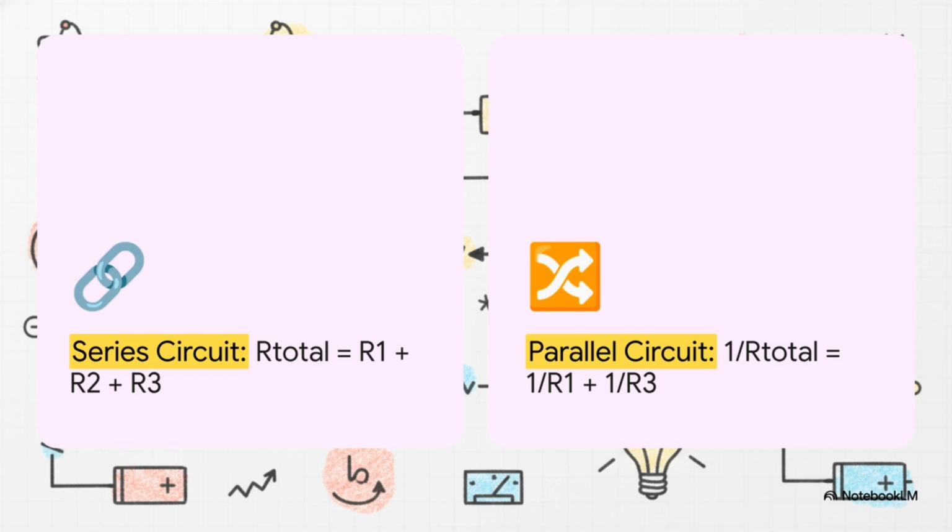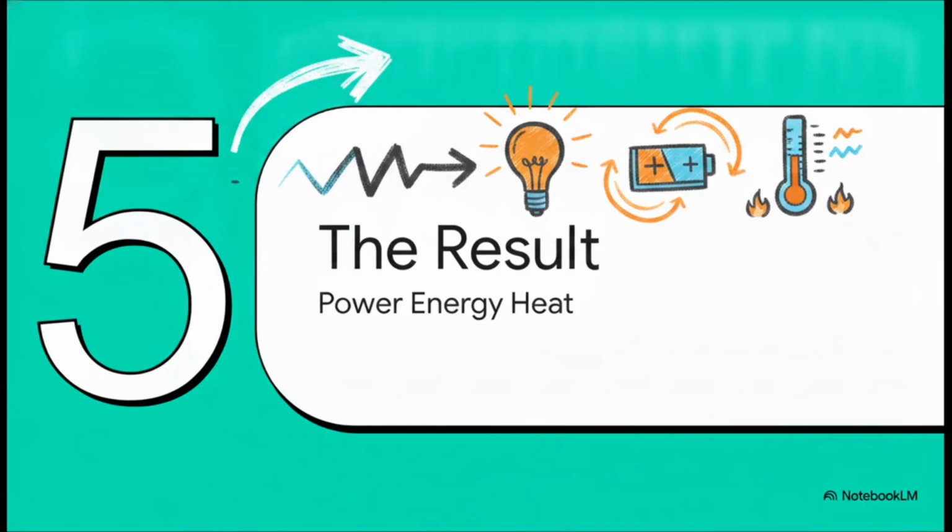But in a parallel circuit, the path actually splits into multiple branches. Notice the very unique fractional math used here. 1 over R total equals 1 over R1 plus 1 over R3. Since the current has multiple paths it can take, adding more branches in parallel actually reduces the total resistance of the whole circuit. Let's move to our final step and see how this all builds up.